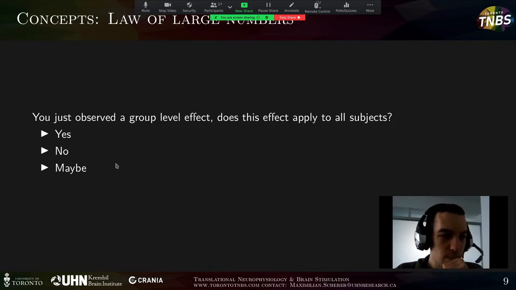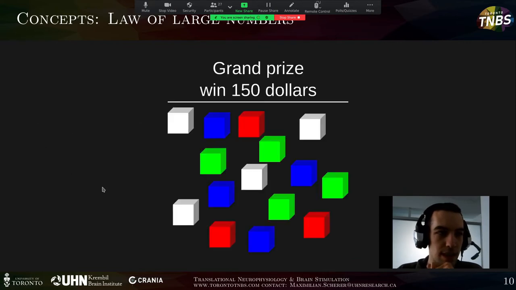So regarding the question, depending on the situation, it can be either no or maybe, but you have to investigate that. To give you another example, let's say we would have some tombola where either of you could win $150. We have 15 boxes, and if I run this tombola a couple of times and give sufficiently many people a shot at it, I'm going to lose $10 on average per try.